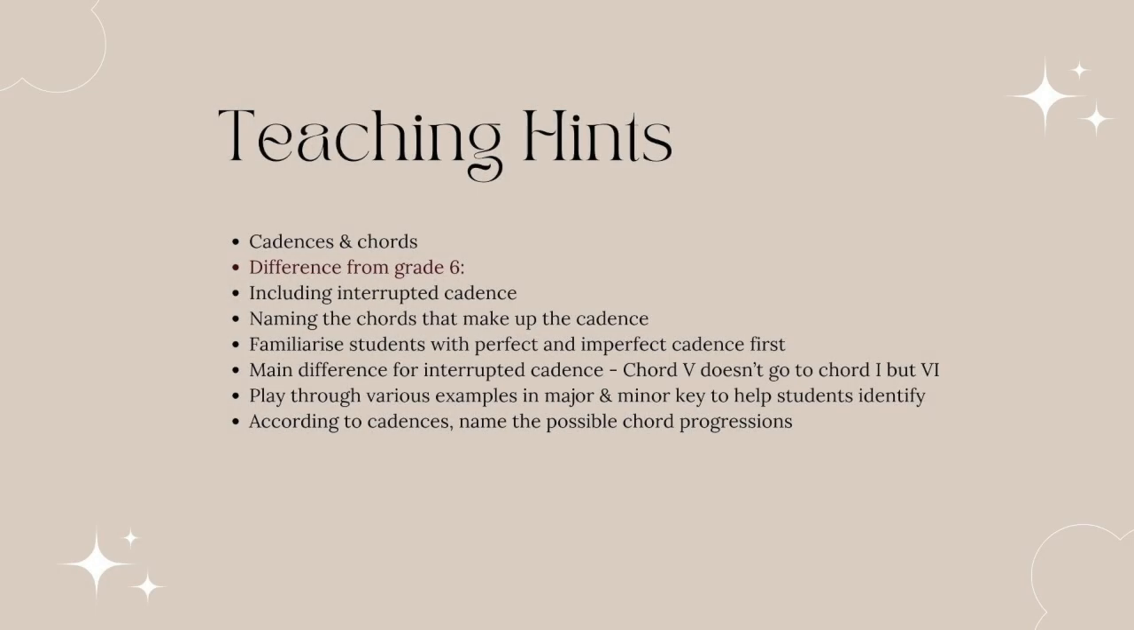These are some teaching hints for cadences and chords. The difference from grade 6 would be the inclusion of interrupted cadence and also naming the chords that make up the cadence. We should familiarize the students with the perfect and imperfect cadence first. The main difference for the interrupted cadence would be that chord 5 doesn't go to chord 1 but chord 6. Play through various examples in major and minor keys to help the students identify them. And then, according to the cadences, name the possible chord progressions.